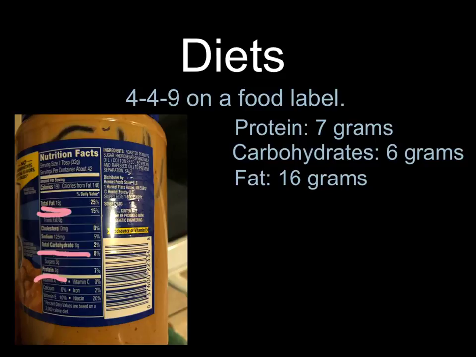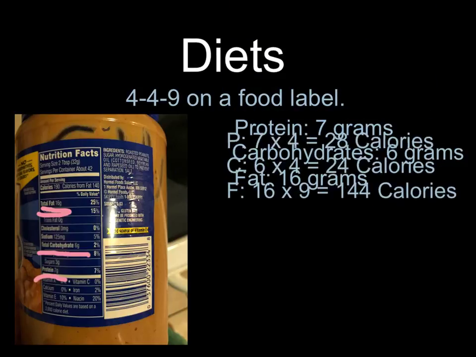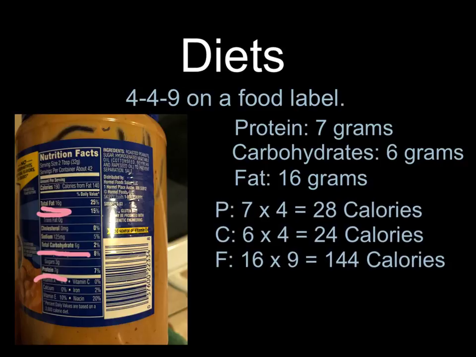And so that's where the name 449 comes into play. So 1 gram of protein contains 4 calories, 1 gram of carbohydrates contains 4 calories, and 1 gram of fat contains 9 calories. So that's where we have the 449. So if we calculate these values by multiplying, it gives us these numbers. So protein gives me 28 calories, carbs give me 24 calories, and fat gives me 144 calories in the case of this peanut butter here. So go ahead and do that with your own label. Go ahead and convert all of those grams into calories using 449.